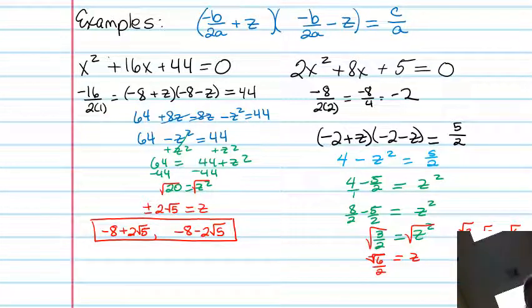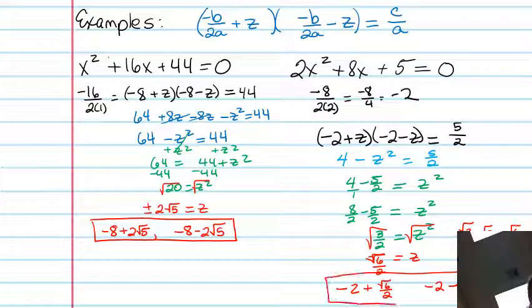Alright, so now my answers are negative 2 plus the square root of 6 over 2 and negative 2 minus the square root of 6 over 2. Remember where that negative 2 came from. It came from the negative b over 2a.